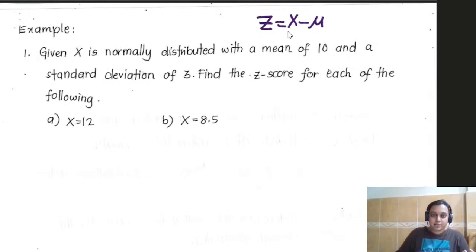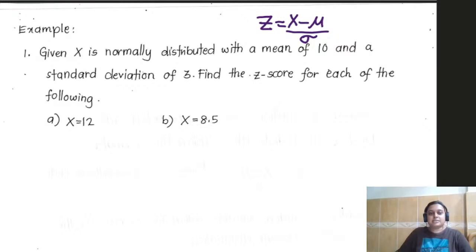X tolak the mean bahagi sisihan piawai. Okay. X is normally distributed, with a mean of 10 and a standard deviation of 3. Find the Z score for each of the following.